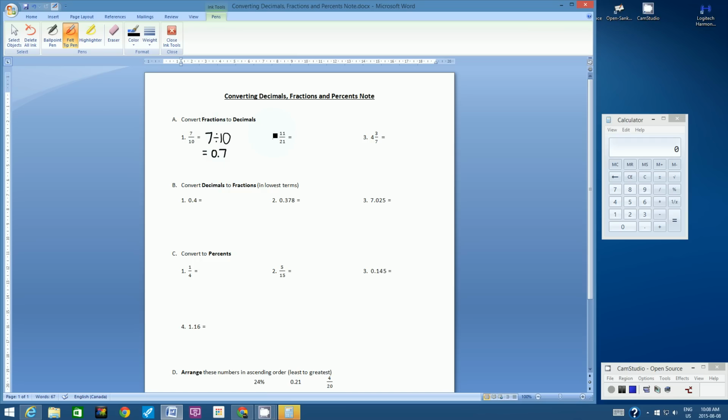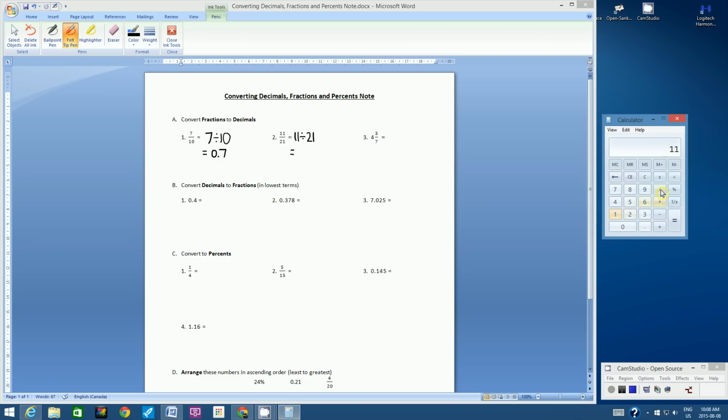Okay, let's go on to question 2. 11/21, a very unusual fraction. Again, this middle line here means divide. 11 divided by 21. So write out what you're going to do. 11 divided by 21. And then type it into your calculator. 11 divided by 21. So if I use my calculator over here, sometimes we don't get such a clean decimal answer. We get a big mess like this.